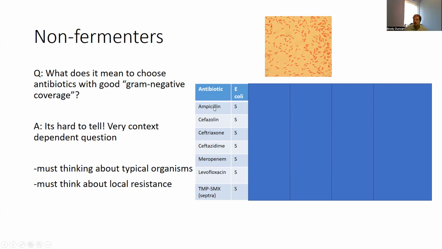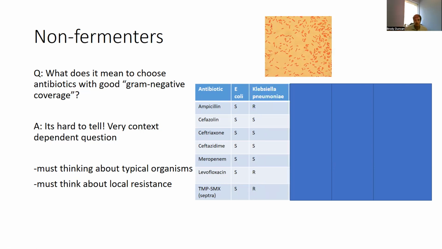With E. coli, the kind someone in the community with a bladder infection would have, there are lots of antibiotics we can use to treat that. We would expect things like ampicillin and ceftriaxone and levofloxacin to all have some activity against your run-of-the-mill E. coli. So if we want gram-negative coverage for E. coli, we really, in general, have a lot of choices.